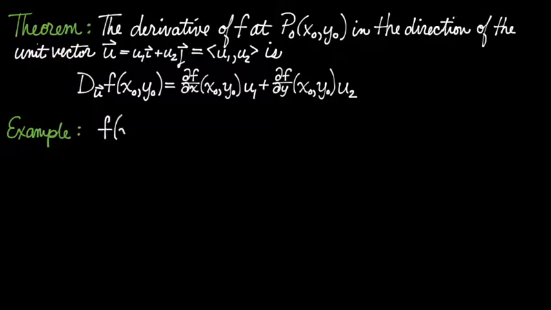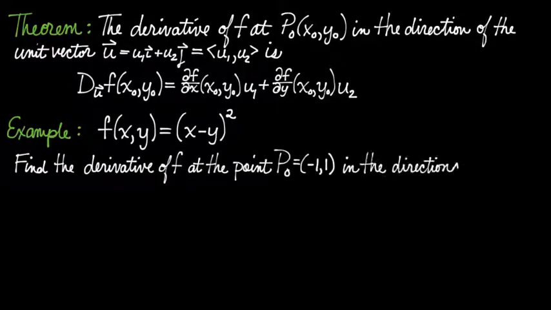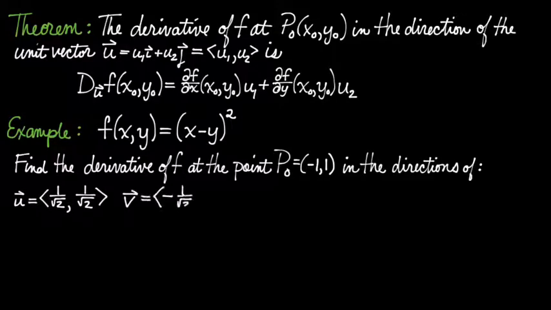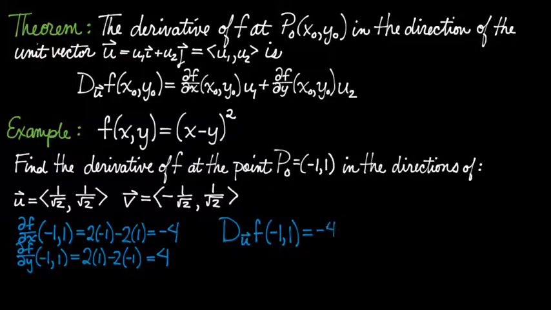Here's an example. f of x comma y is equal to x minus y, the quantity squared. We want to find the derivative of f at the point -1 comma 1 in the direction of these 2 unit vectors. First, I compute the 2 partial derivatives of f, and I plug in x equals -1 and y equals +1. I get del f del x is equal to -4 at that place, and del f del y is equal to +4. Next, I substitute those 2 numbers and the components of the vector u into the expression for d sub u of f.